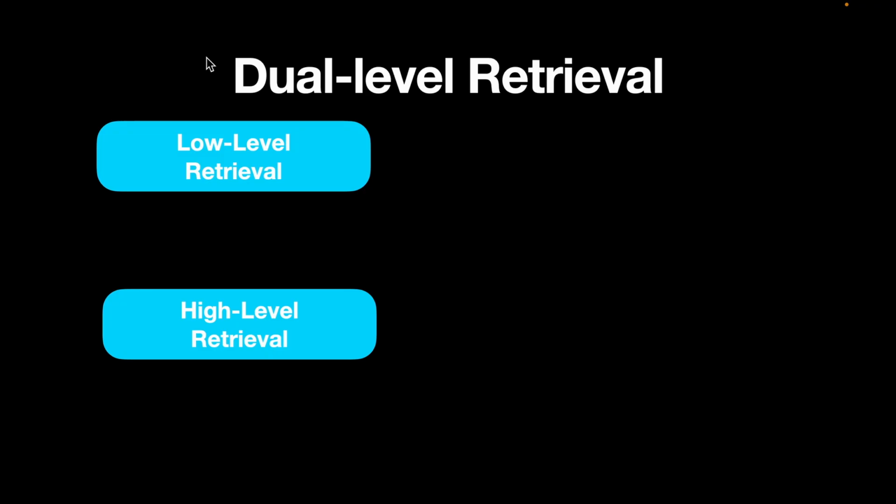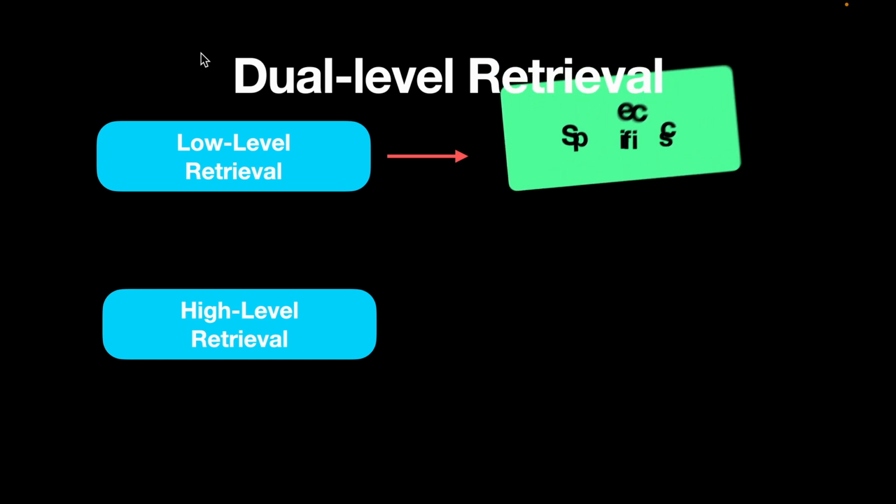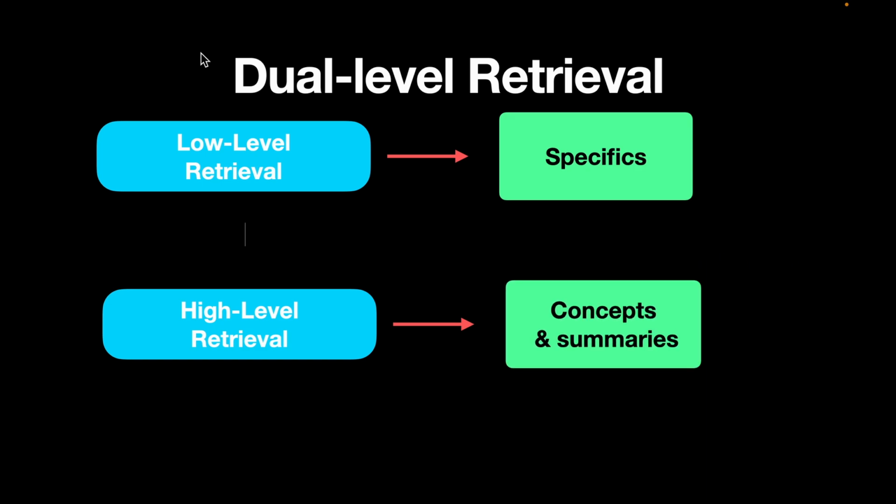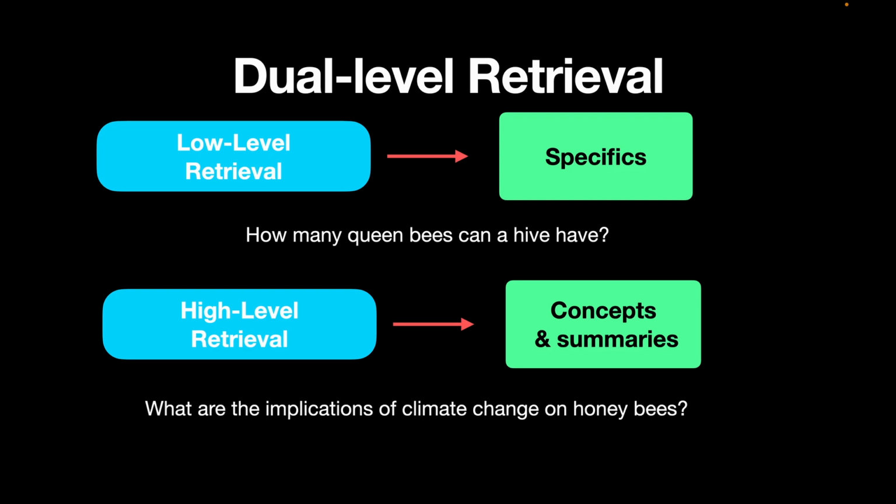Dual-level retrieval is nothing but two levels of retrieval. One is low-level retrieval, which needs to address specific information. And then there's high-level retrieval, which needs to address concepts and summaries. For example, for the specifics, the user may ask how many queen bees can be there in a hive. And for the high-level retrieval, the question might be, what are the implications of climate change on honeybees? So these are like two levels of questions, basically, and the system should be ready to address questions at these levels.